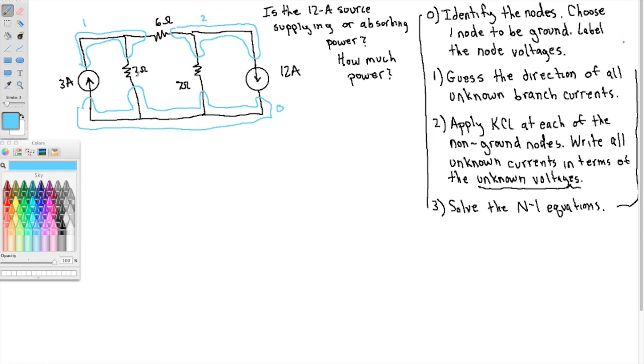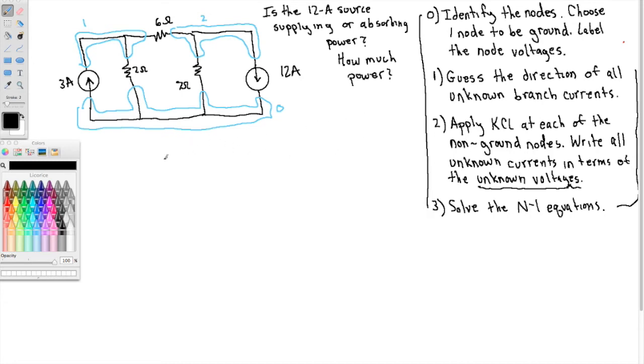And I want to emphasize this again. The 2 ohm resistor and the 7 ohm resistor are not in parallel, despite them being drawn kind of in parallel. They are not connected to the same 2 nodes. Okay, so none of those things work for us then.